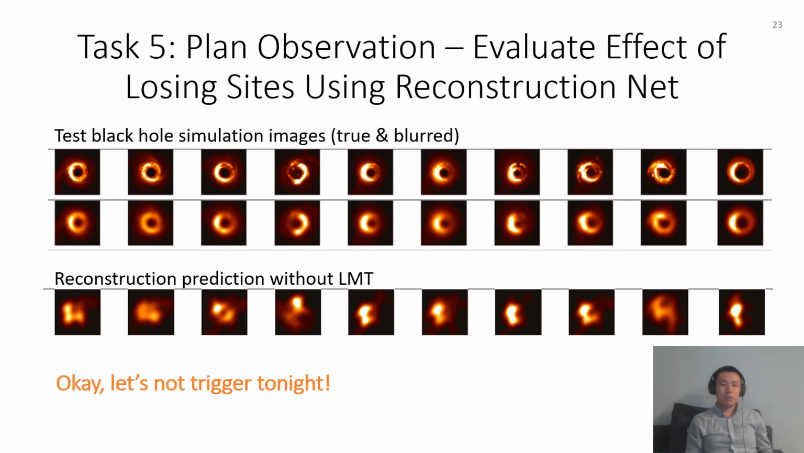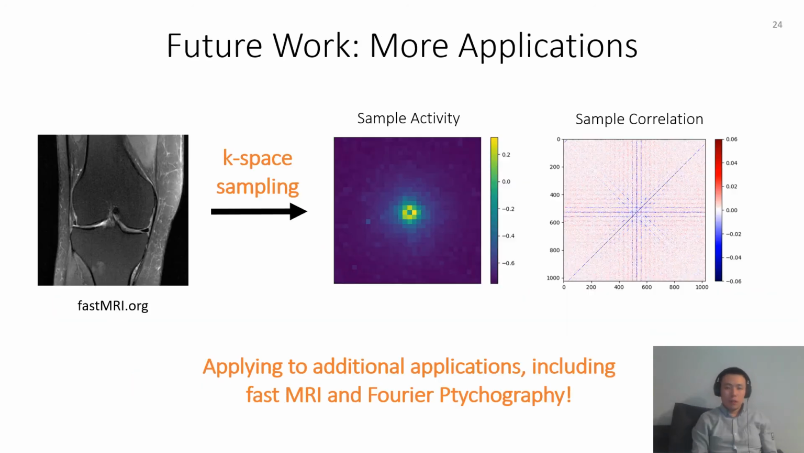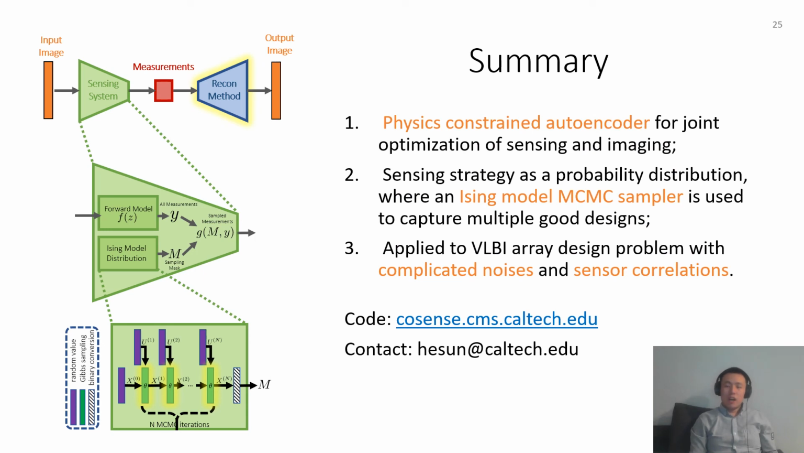It was exciting to see our method being used for the real 2020 Event Horizon Telescope rehearsal observations. In our future work, we hope to apply this method to more computational imaging sensor selection applications, such as fast MRI and Fourier ptychography. Feel free to check our website for further information and code.